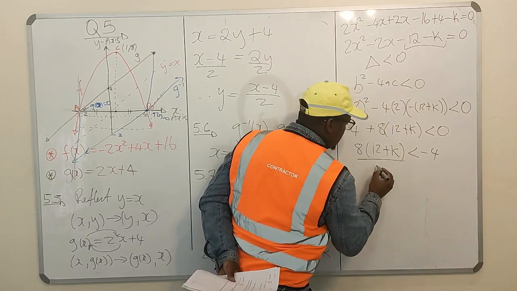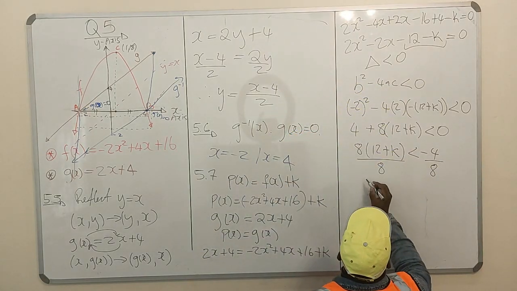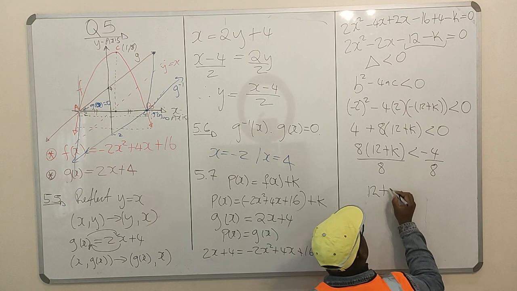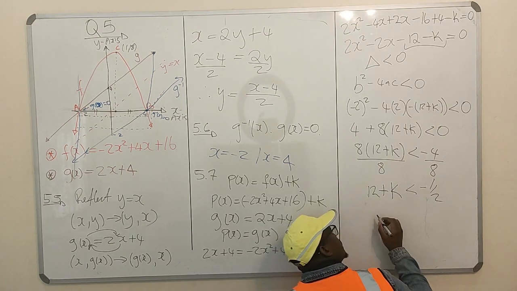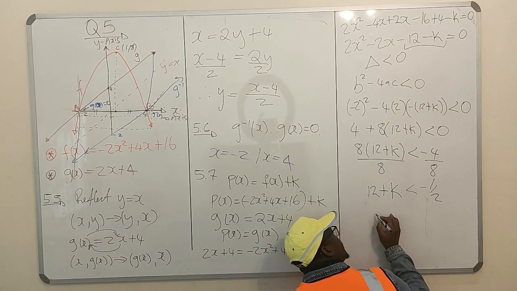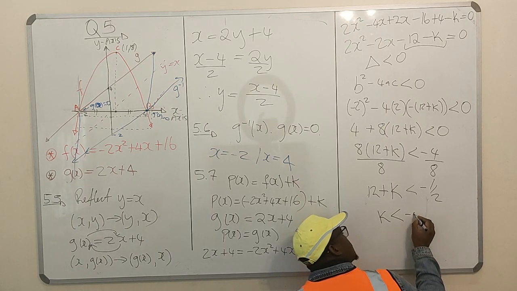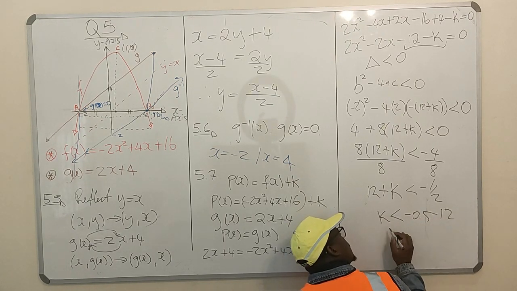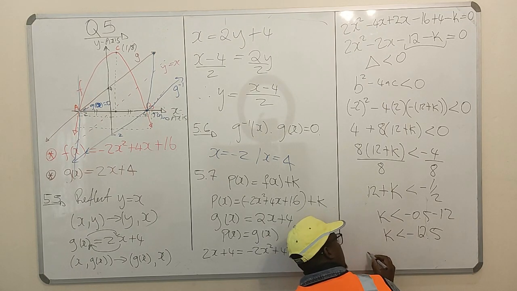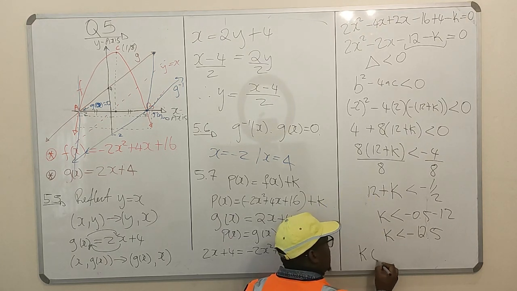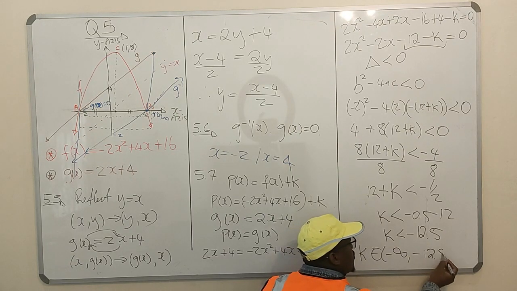Then divide by 8, divide by 8. We have that 12 plus k is less than negative half. So k is less than 0.5 minus 12. So k should be less than negative 12 and a half. So k is an element of negative infinity to negative 12.5.